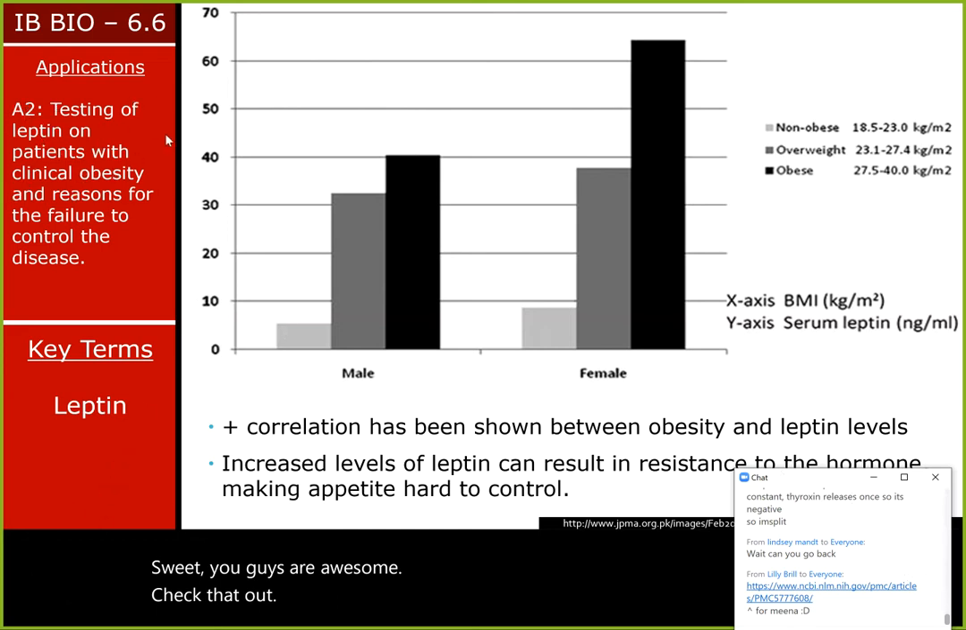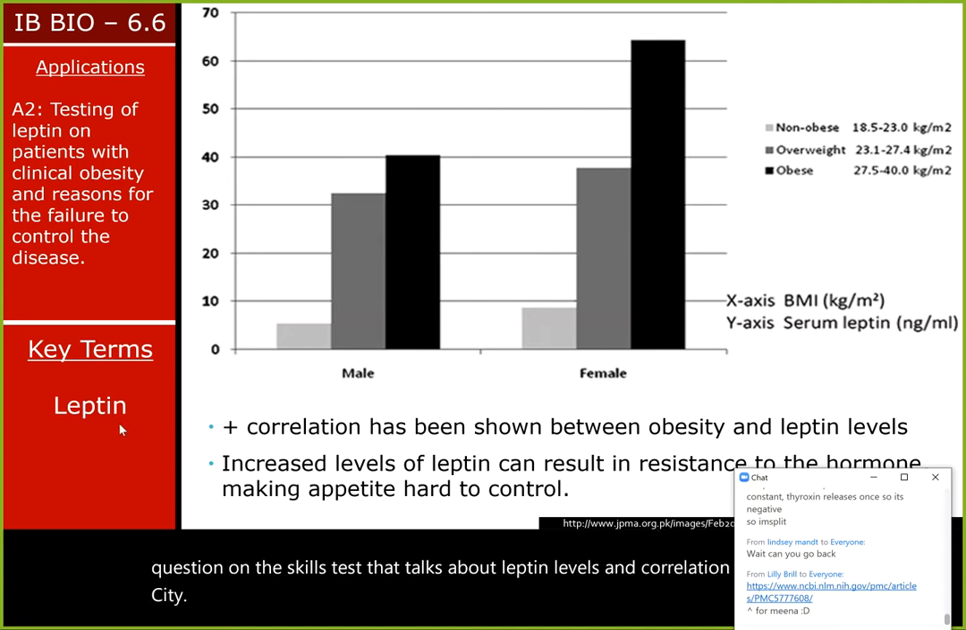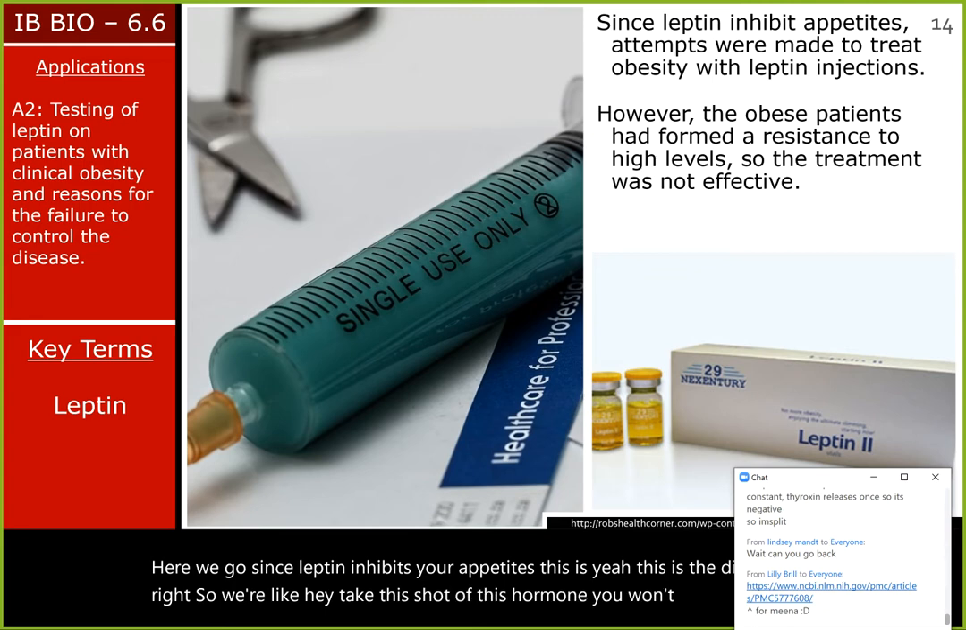Because this is an application, I would expect to see some sort of data-based question on the skills test that talks about leptin levels and correlation with obesity. Here we go. Since leptin inhibits your appetite, this is the diet drugs, right? So we're like, hey, take this shot of this hormone. You won't feel hungry anymore. And that failed.